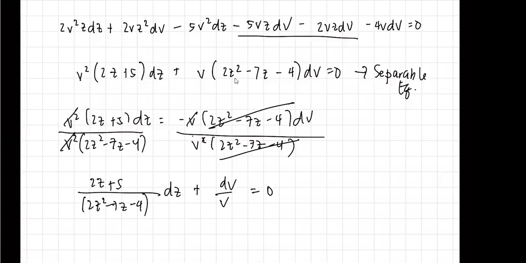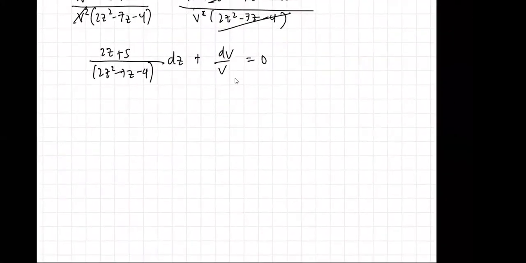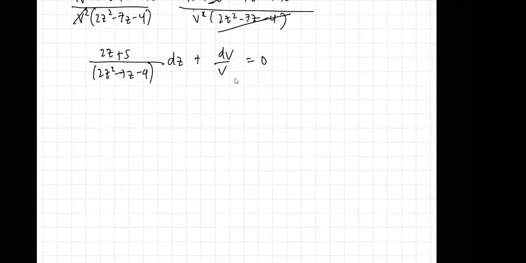So next na gagawin natin is, so meron na naman tayong radical, rational fraction. So maganda i-factor out muna natin yung denominator niya. So 2z plus 5 all over, yung factor nun is pwedeng maging 2z plus 1 times z minus 4. Okay.